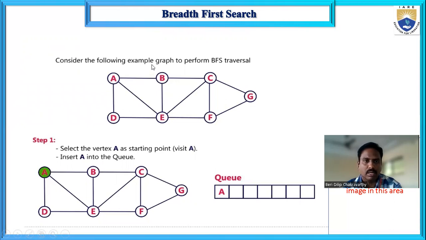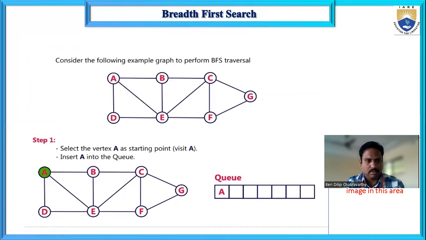Consider the following example to perform BFS on a graph. This is the graph here. How many vertices are there? 1, 2, 3, 4, 5, 6, 7. 7 vertices, and we will consider the queue size as 7. Observe here: 1, 2, 3, 4, 5, 6, 7. I'm considering the queue with maximum size as the number of vertices, that is 7.